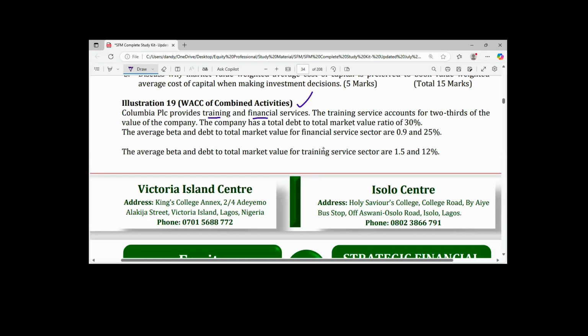I told you, when a company is engaged in several activities at the same time, all right? So the company is into training, and is also into financial service. Those are two different activities, all right? So if that is the case, you want to calculate WACOCA.